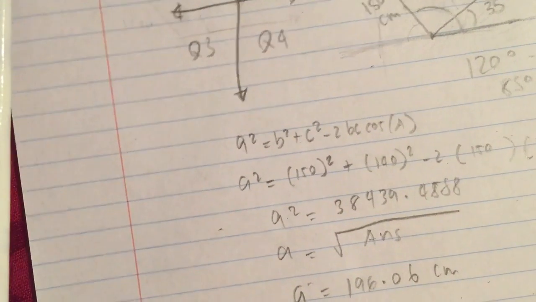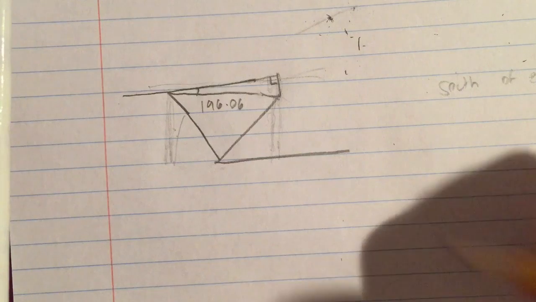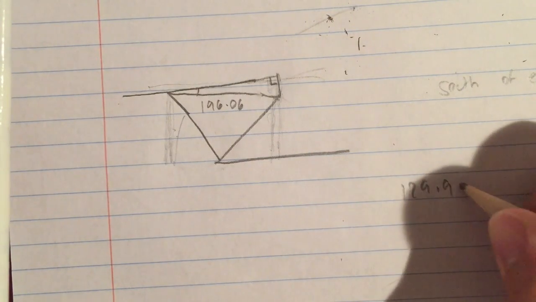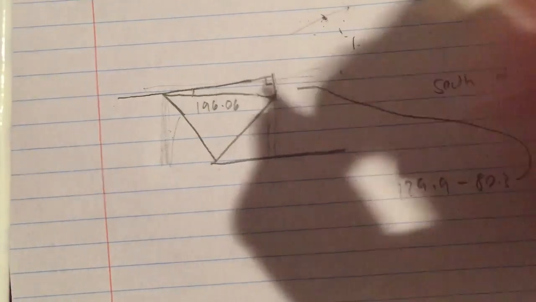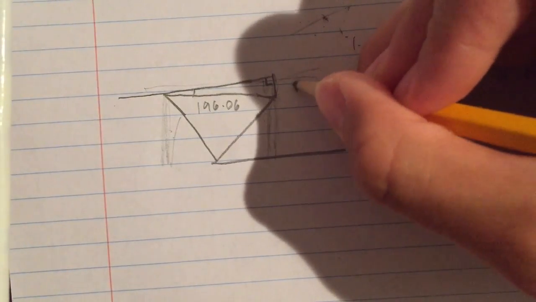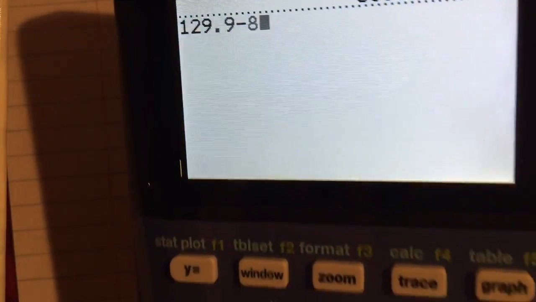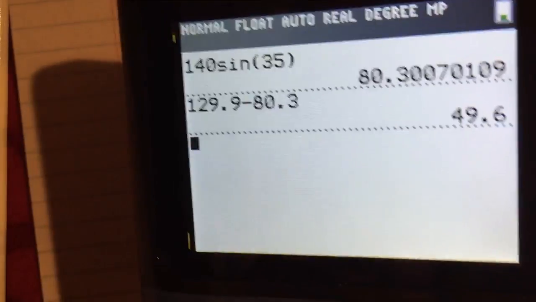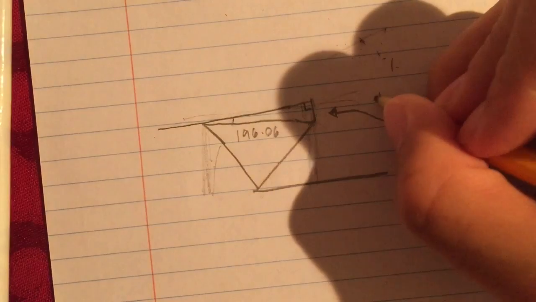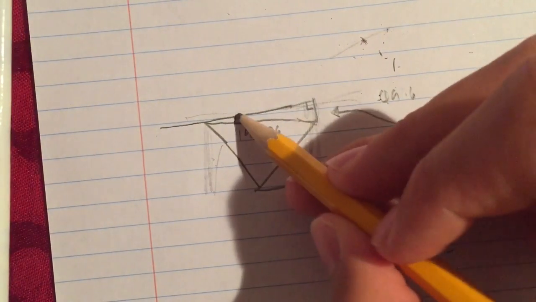So from the first height, this is 129.9. We can subtract 129.9 minus 80.3, which would give us the height of this. So that would be 49.6. So 49.6. And do we have enough information to solve for this?